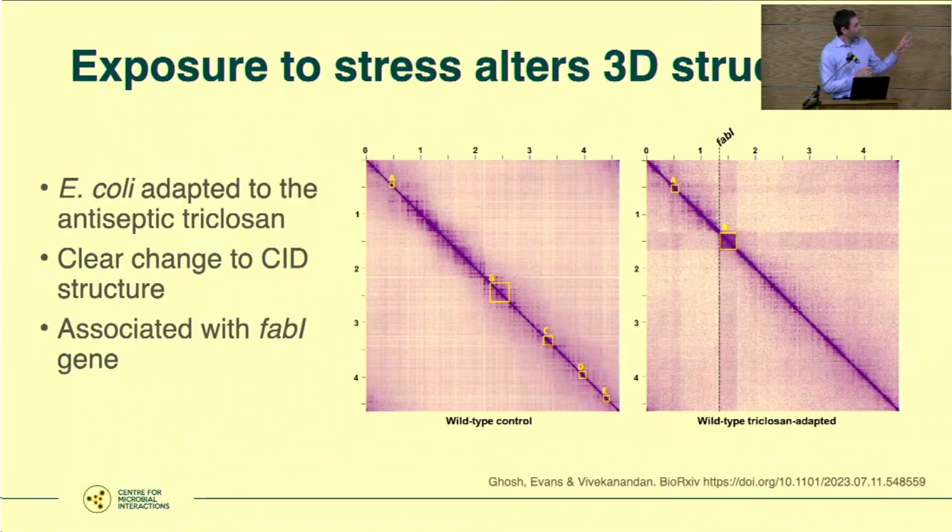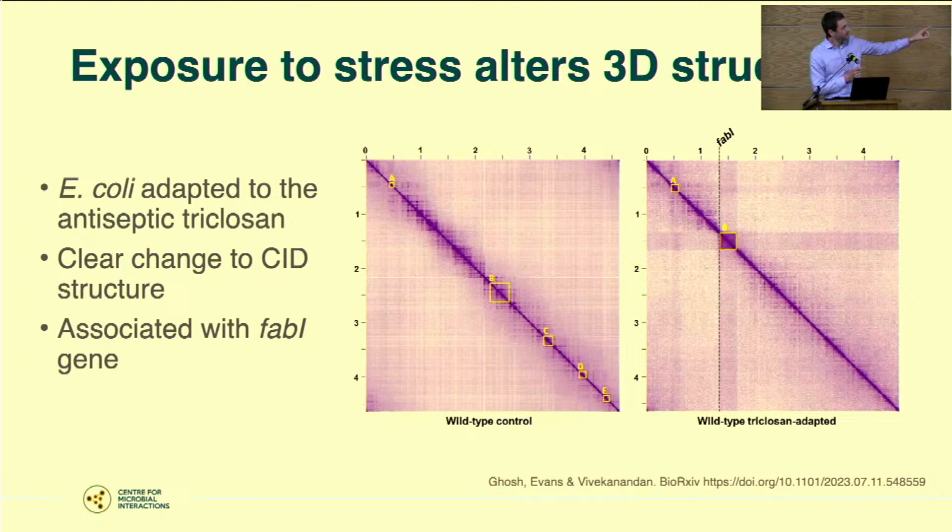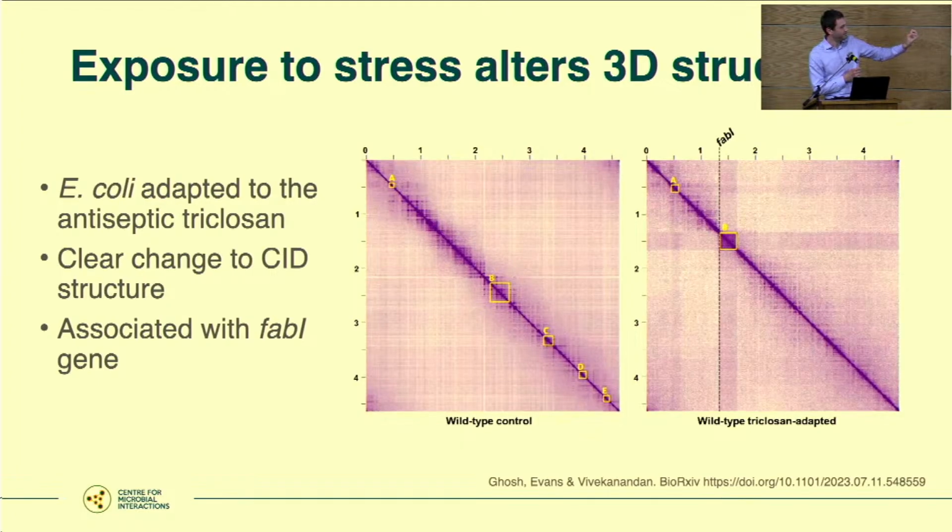And I always find, looking at these in person, it's hard to see what's going on, but the programs are able to pick out, through their statistical inference, these different interacting domains. And it's highlighted in yellow, these different SIDs, these different interacting domains. And you can see that there's a big difference between the ones just in the wild type with no drug exposure that they haven't been adapted to, and the one on the right that's been adapted to the triclosan.